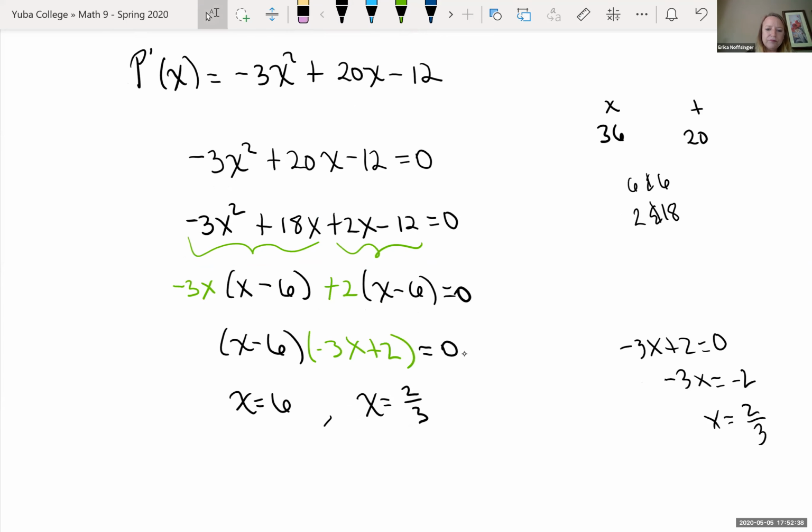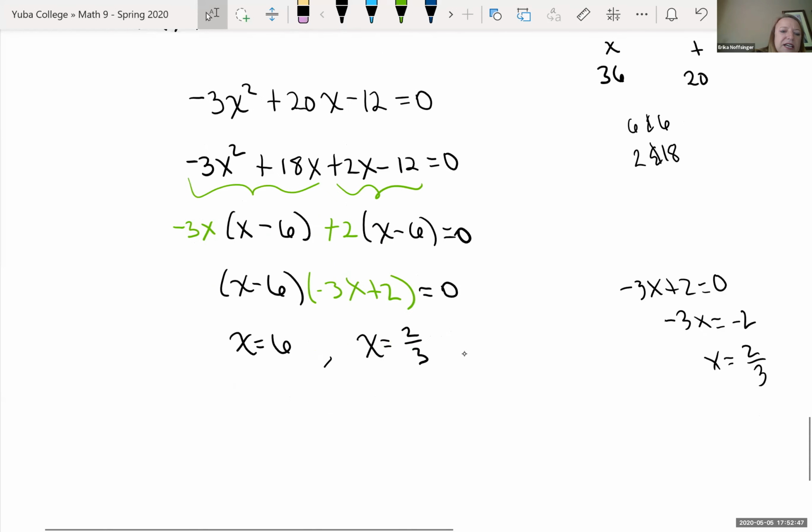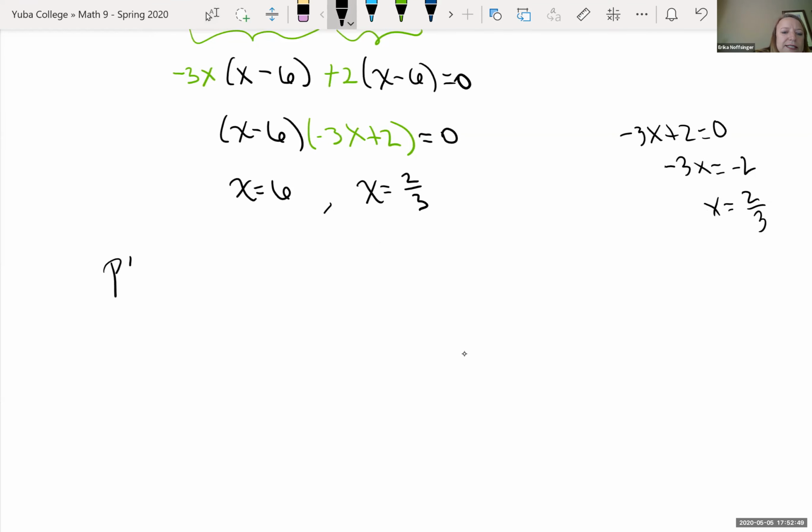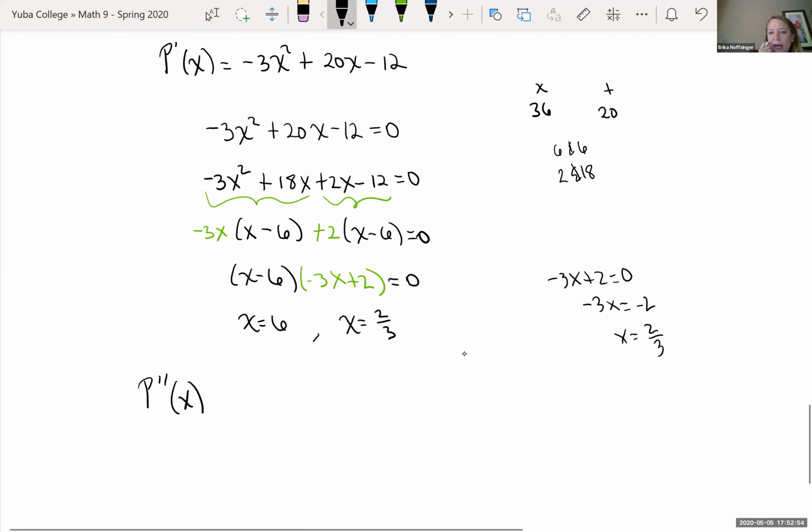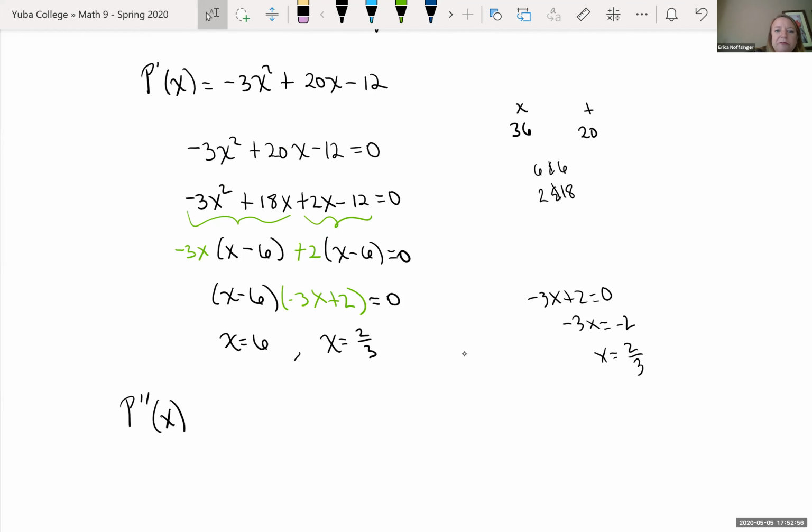Or we can look at putting down our critical numbers and testing numbers to see if we're increasing or decreasing on a function. I'm going to use the second derivative test, because I noticed that taking the second derivative wasn't too bad. So the second derivative of P of x, well, the derivative of -3x squared gives me -6x. And the derivative of 20x is plus 20. And the derivative of -12 is 0.